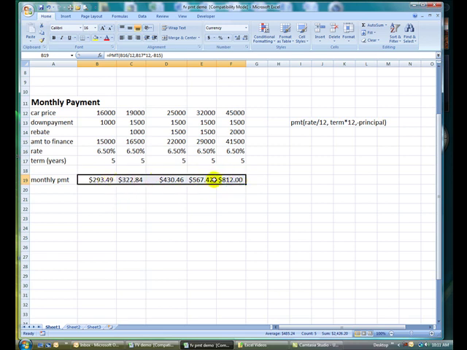So in each of these instances of the 5 car prices, I have found out what my monthly payment is going to be.